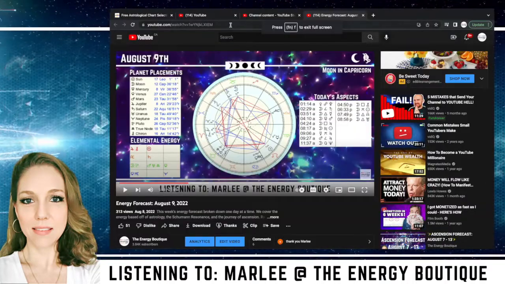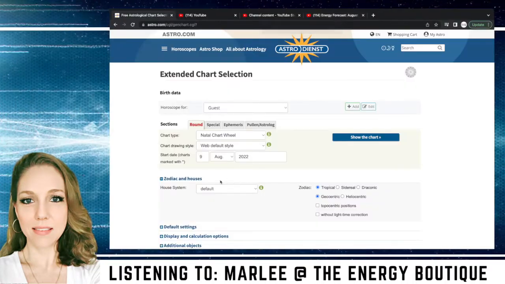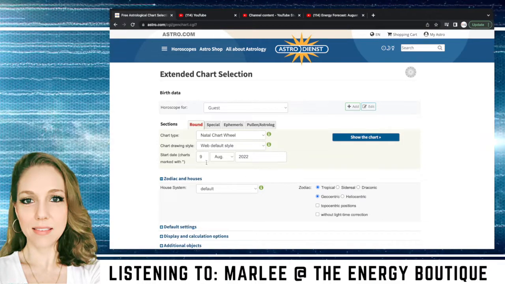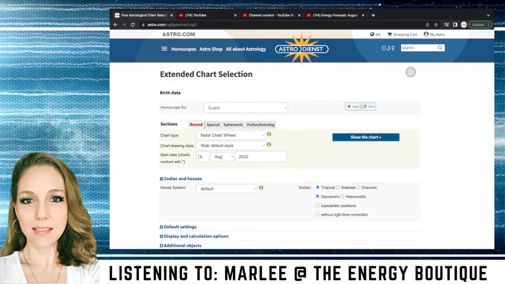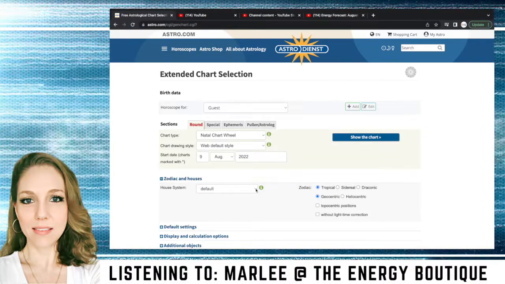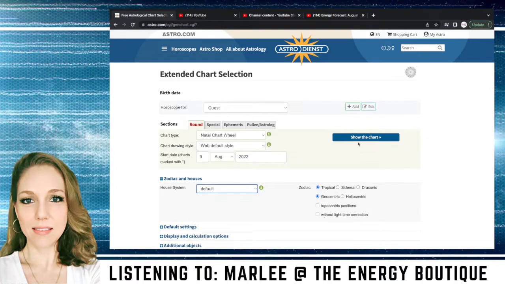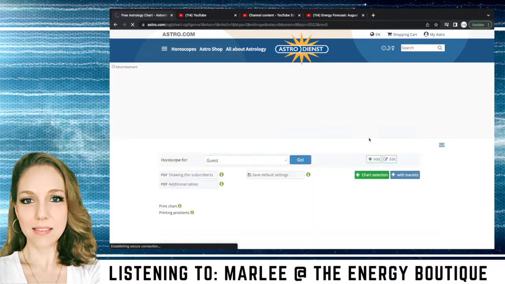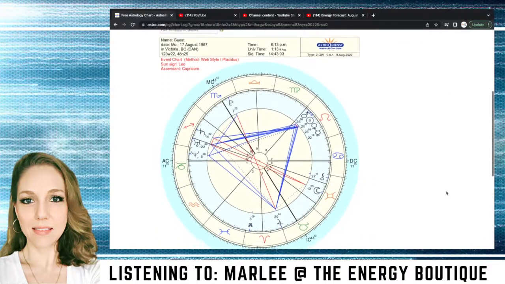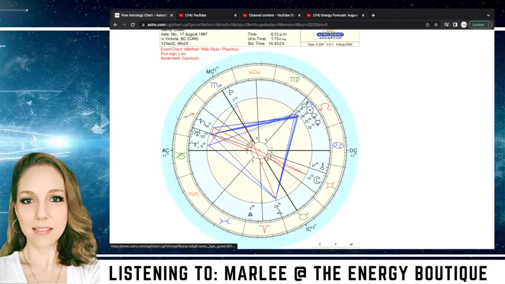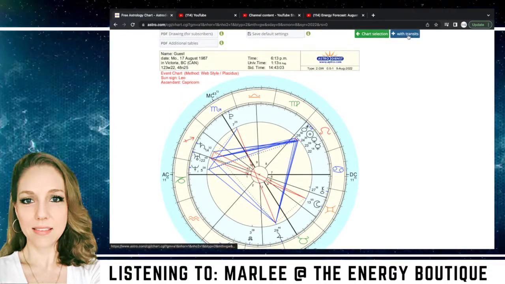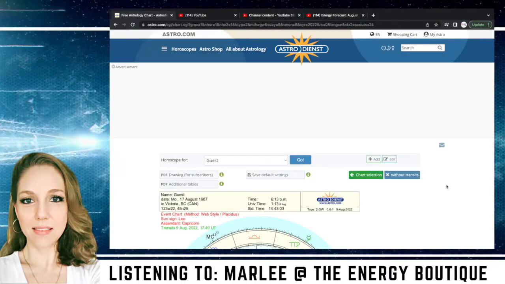If we go back to our chart, and again, pull up your chart, get your own chart on the go here. We're going to keep it August 9th, just because we looked at that daily forecast, that was August 9th. So we want to do that. We're going to keep this at default, and we're going to ask for the chart to be shown. So you will always see this is the birth chart, right? This is the natal placement. You want to come up here and hit with transits.